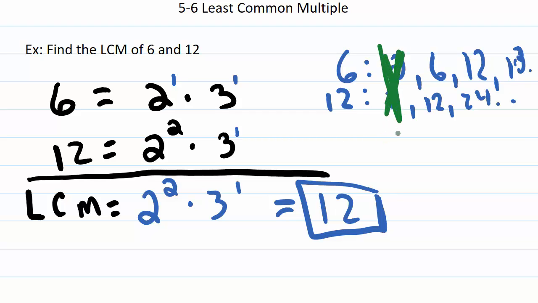It's the first one that's not 0. And there's 12. So in this case, yeah, you could find the multiples. But remember, the previous example was much more difficult to do that. So this technique is one that we want to rely on. Let's try one more example like this.